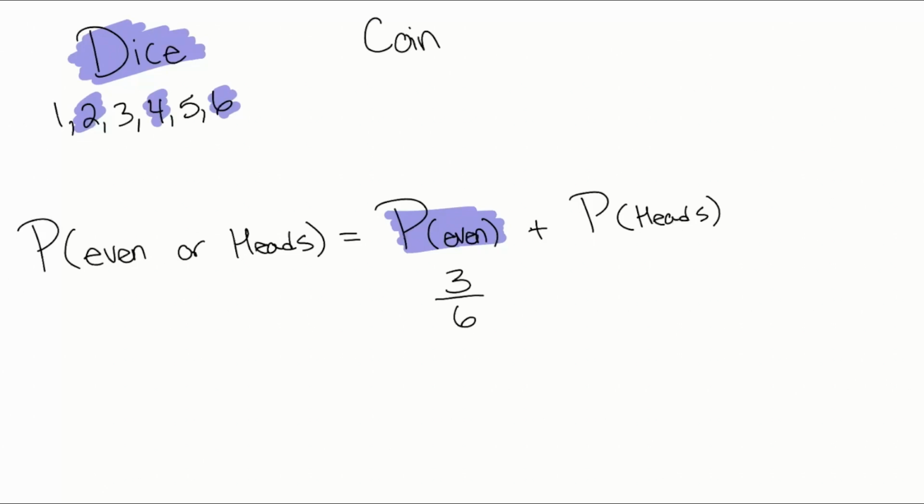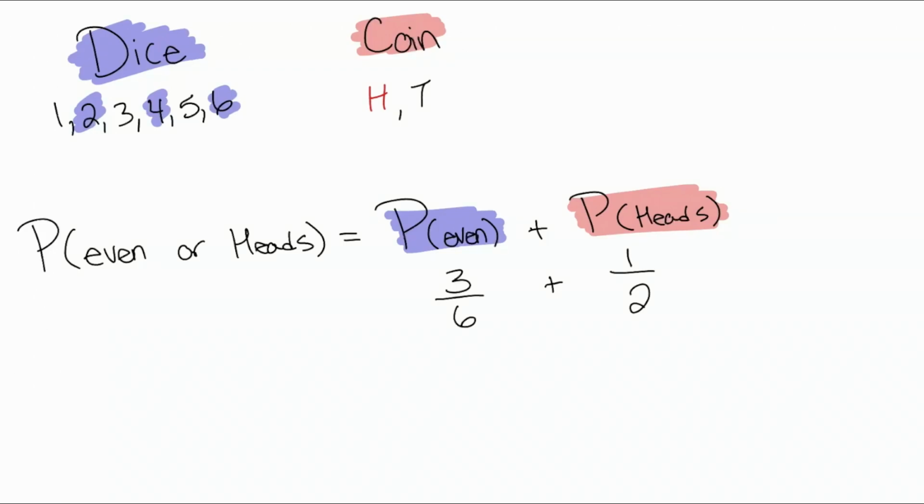Sweet. Now let's take a look at doing the coin flip and getting heads. So we have heads or tails. Is that the same as saying 1/2? Yep, absolutely. So that's going to be 1/2. The probability of flipping a coin and getting heads is 1/2.